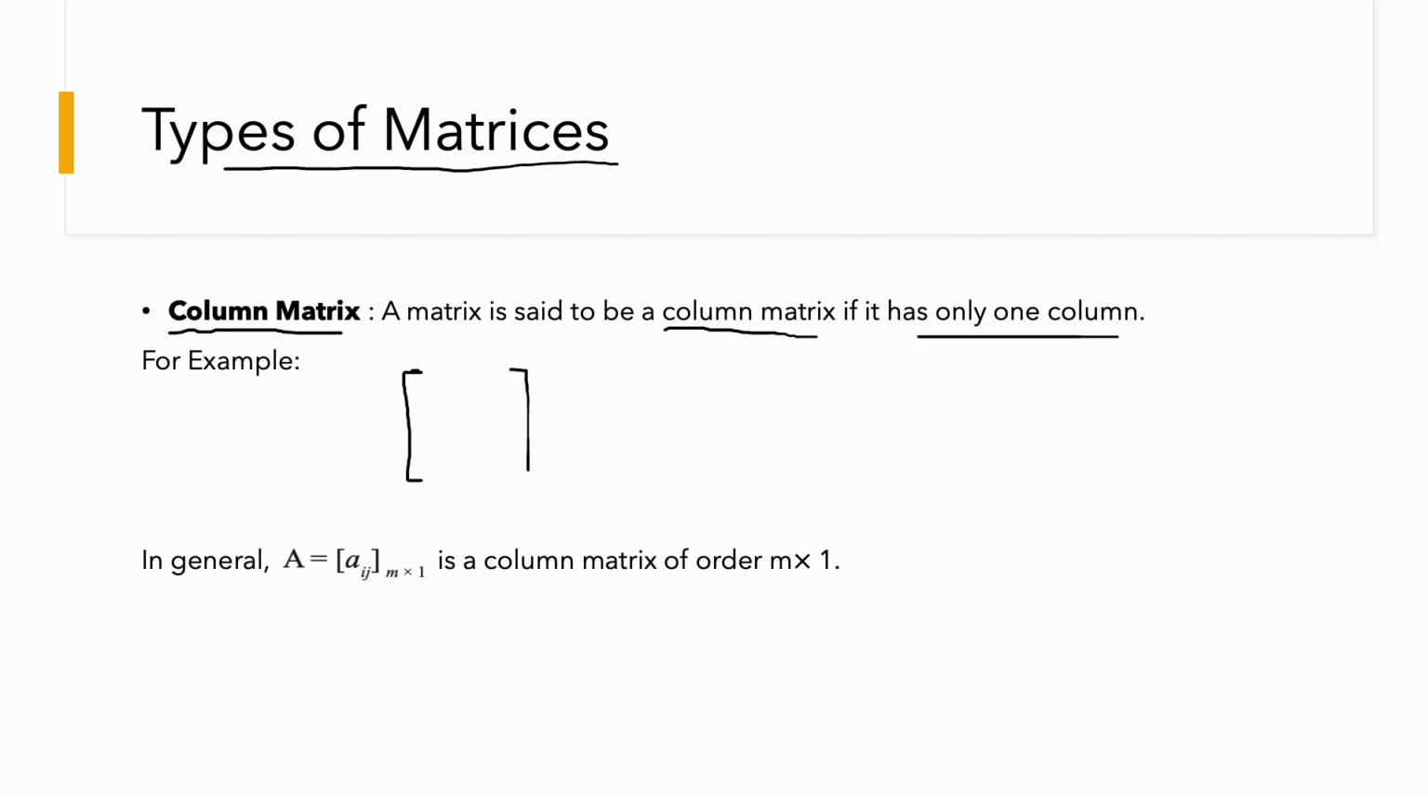Suppose I'm writing a matrix 2, 3, 4. You can see this particular matrix has 3 rows in it, right? And just one column. So this is a column matrix, and what is going to be the order of this matrix? 3 times 1. Therefore, in general, any column matrix can be represented as a_ij of order m times 1, where m could be any natural number, but the column would be just 1. So this is a column matrix.